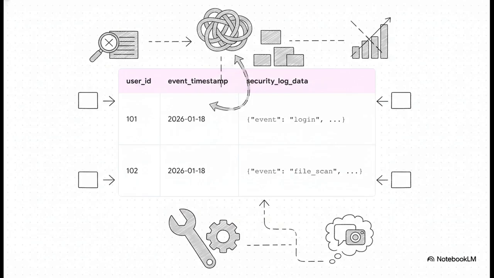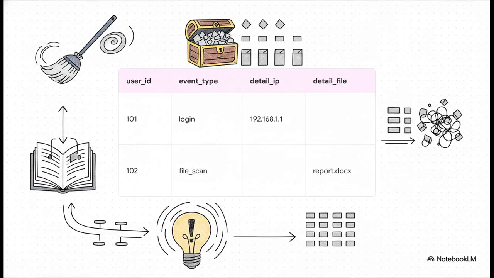If you wanted to, say, sort by IP address or count the different event types, you just couldn't. It's not practical for any real analysis. But then, bam, look at this. This is the after. What a beautiful clean table.